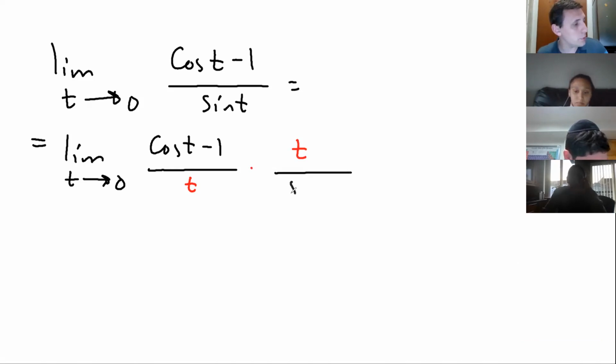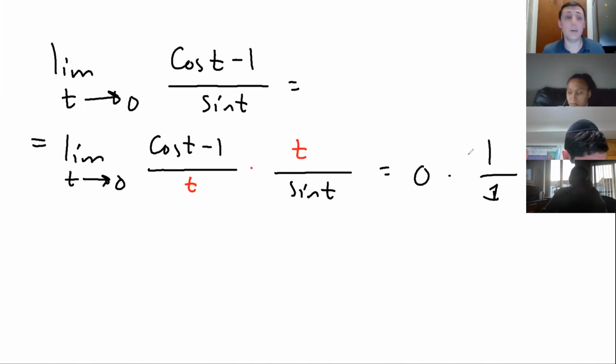And on the bottom, I put sine t. Now, the first limit is 0. And the second is 1 over 1. Or you can just right away see it's 1. Same thing, same idea. Good? So the answer is 0 times 1. The answer is 0 as you predicted.